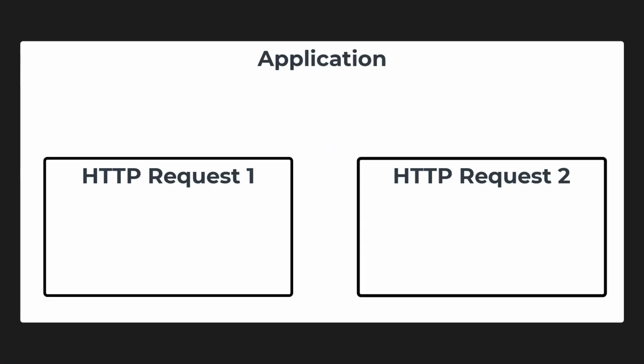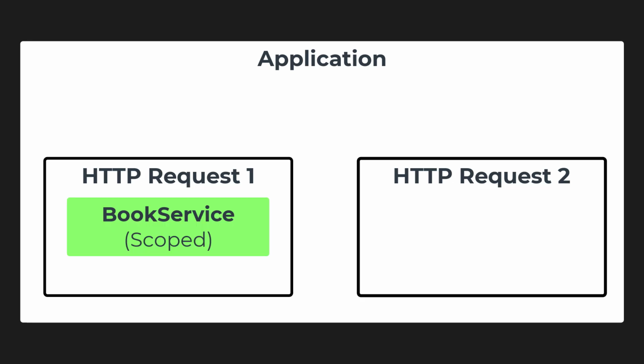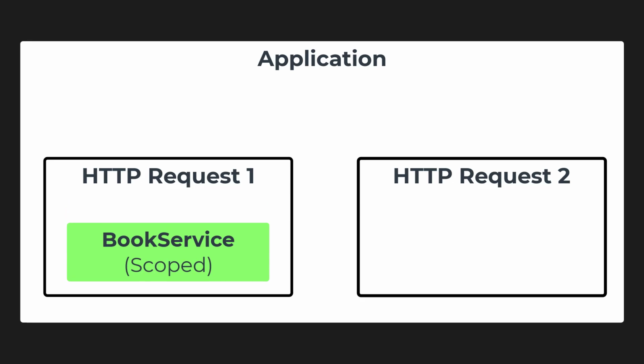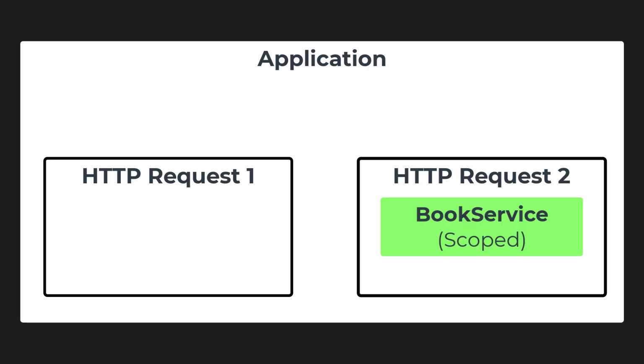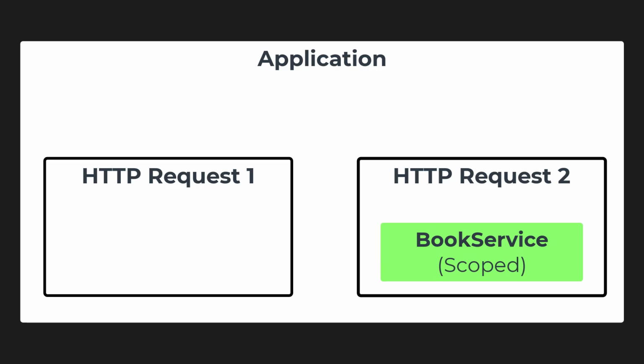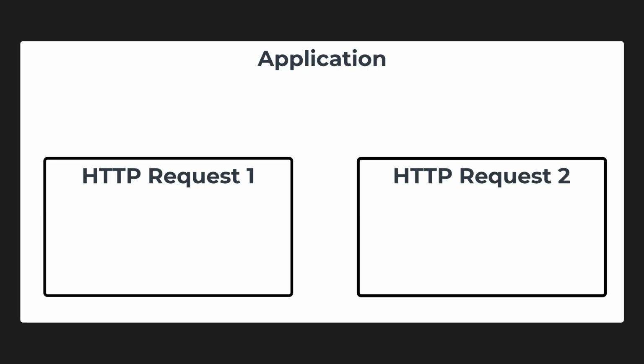This means that in our application, during the first HTTP request, a new instance of book service was created and reused for that request, and at the end of the first request, the instance was disposed. And during the second HTTP request, once again a new instance of book service was created and reused for that request, and then disposed of at the end of the request.